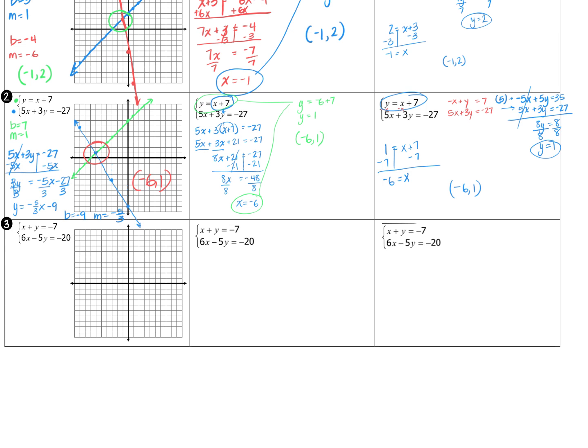My feelings are, I'm good with graphing and substitution. I'm not great with elimination. So the whole thing that we're doing for the next few days is just practicing the 3 methods. So on number 3, x plus y equals negative 7, and so the coefficient of y is 1.